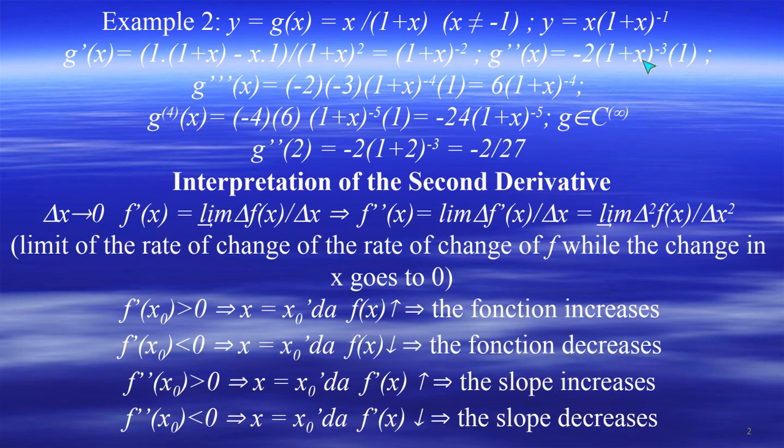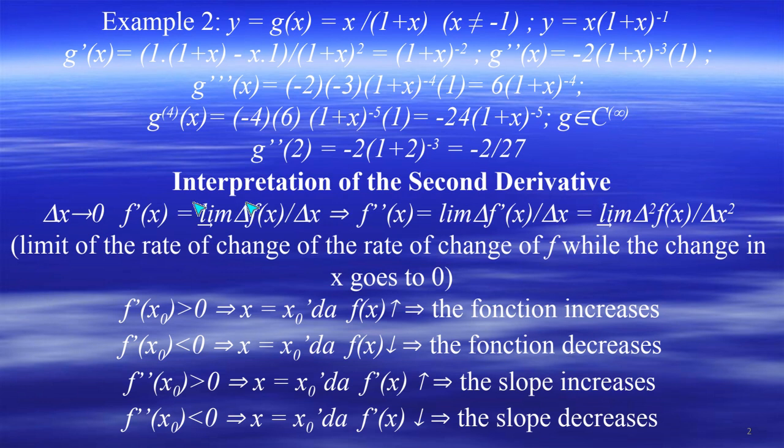2 plus 1 is 3. 3 to the power 3 is 27. 3 times 3 is 9. 3 times 9 is 27. And it is at the denominator. So we obtain minus 2 times 1 over 27, which is minus 2 over 27. This is a particular value of this second derivative at x equals 2 or x0 equals 2. This is the general function and this is the particular value. So all in all, we have to differentiate first as a formula and then replace the particular value if we want a numerical result. Just be careful about it.